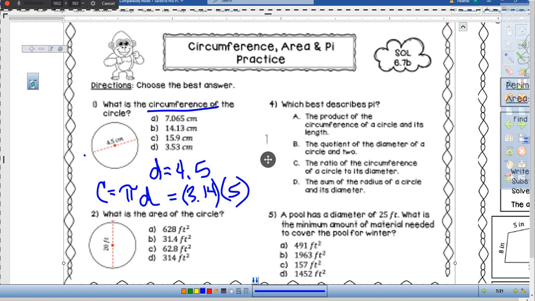It says number 4, which best describes pi? The product of the circumference of a circle and the length, the quotient, the ratio, or the sum. This answer is already in the notes that I just gave you.